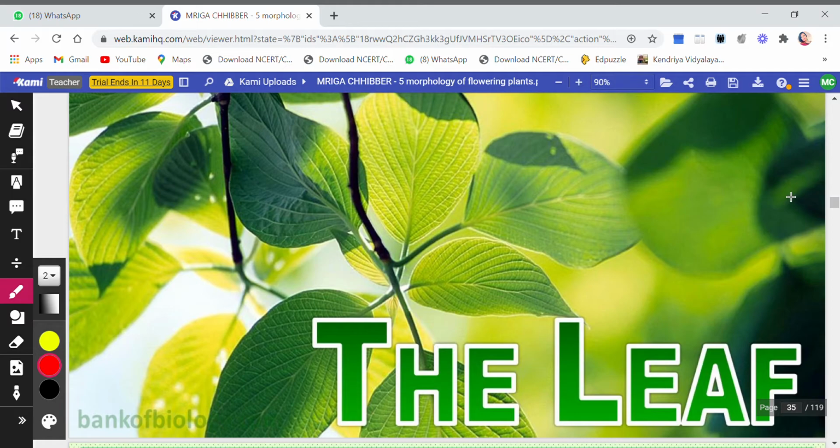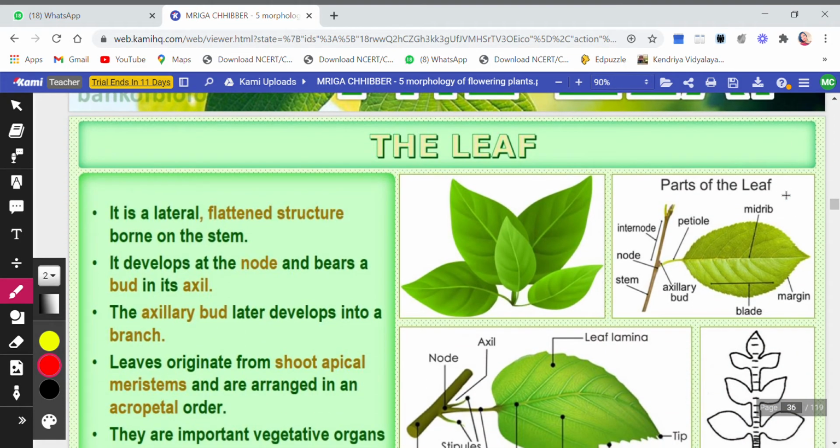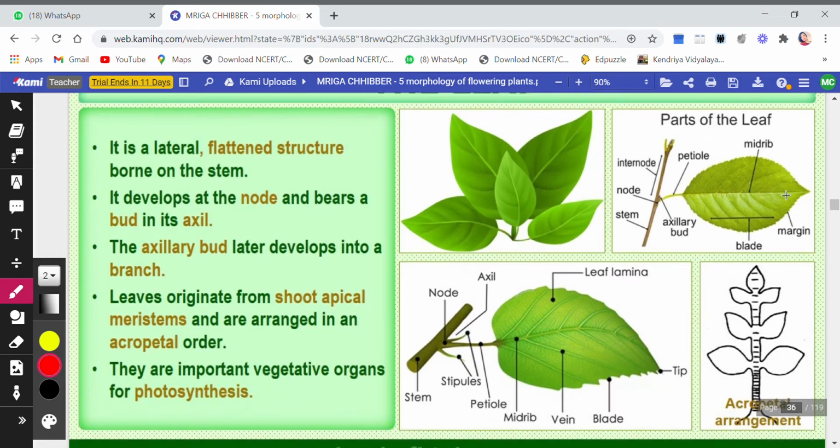Today's topic is the leaf, and the chapter that we were doing was morphology of flowering plants. We have already covered the root and the stem. So we will be doing the leaf today. As you see, it is the lateral flattened structure borne on the stem. It is laterally placed and flat, borne on the stem. It develops at the node.